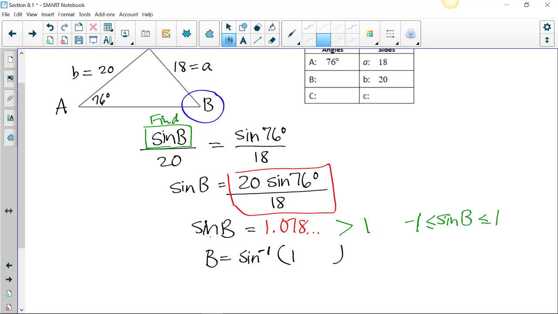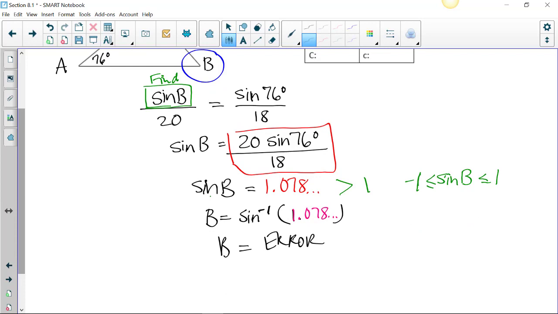So when you put that in your calculator, what happens? You get a domain error or error on your calculator, okay? Which is exactly what we just talked about, because it can't be greater than 1. So if you can't get an angle, what does that tell me? Or tell us? There is no triangle.